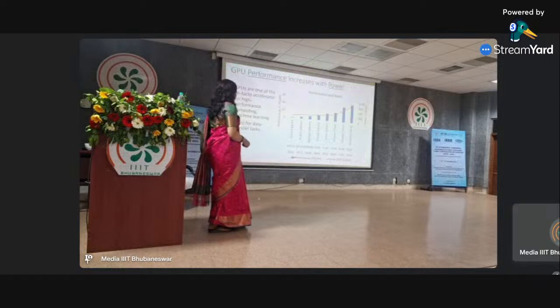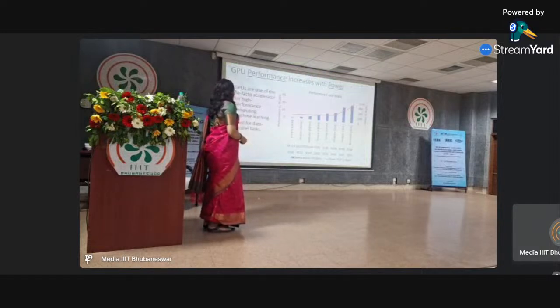x-axis again I have the years, and these are the different generations of the GPUs that came in different years. And these are again the model names of those specific GPUs, because the data that I have taken are from the white papers of those specific GPUs. And in the bracket, I have the technology node. So in 2010, Fermi was built on a 40 nanometer node, and in 2024, Blackwell is built on 4 nanometer.